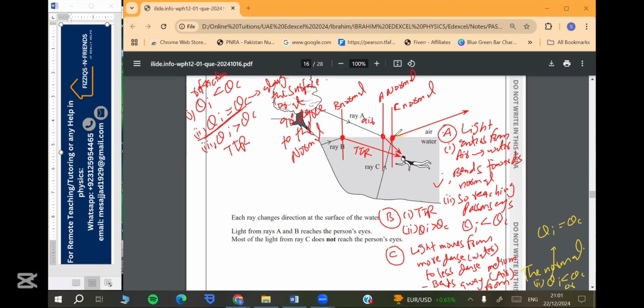In that case, it will be traveling along like this. Okay, so you can make this path or this path both, because it is quite possible that it is moving along the surface. In that case, the incident angle will be equal to the critical angle, but in both cases, either this one or this one, the light is not approaching the person. So you will write this and this both for part C.